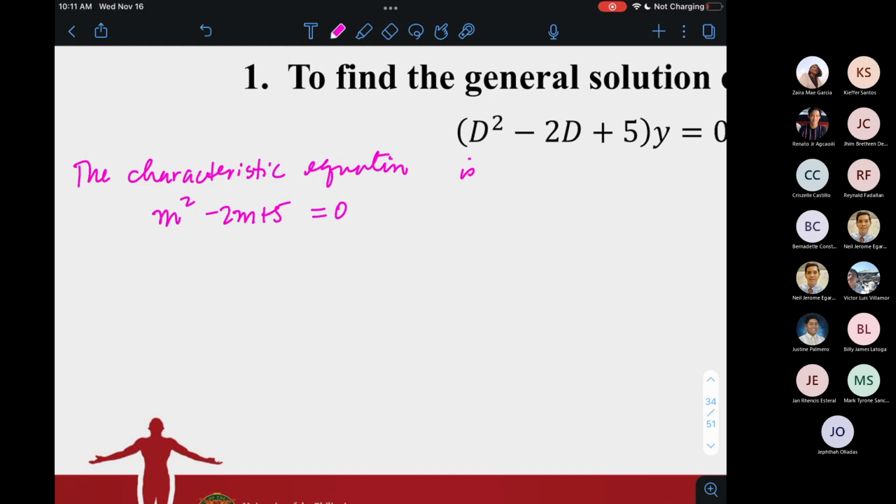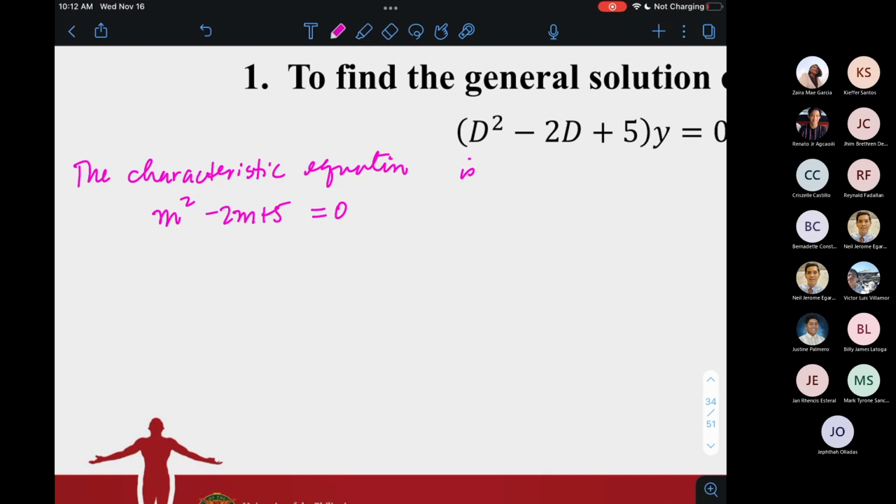Kaya lang, the only factors of 5 are 5 and 1. So there's no way that we can get a middle term that is equal to negative 2m. Kasi either I get a 6m or a 4m lamang, pag kinuha ko yung possible sums ni 5 and 1, nakatangi-tanging factors ng 5. So that means simple factoring will not work here. So what I'll do is I'll use the quadratic formula.